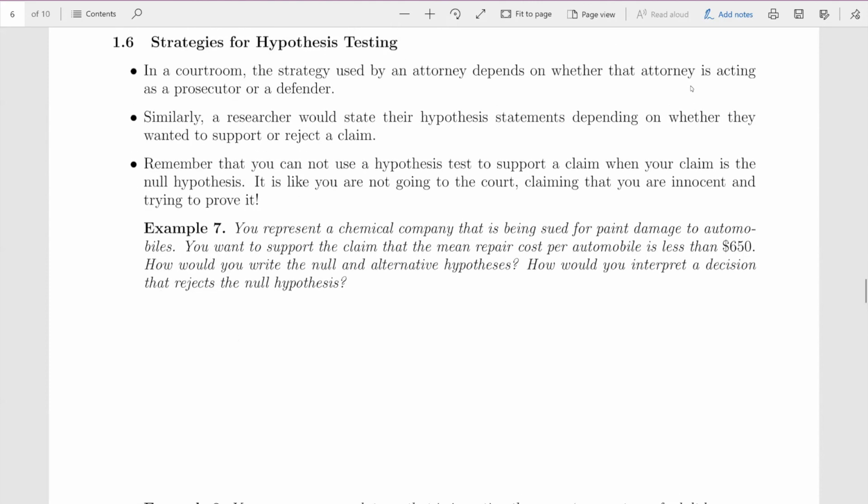And one thing that you want to keep in mind, remember that you cannot use a hypothesis test to support a claim when your claim is the null hypothesis. It's just like you're not going to go to the court claiming that you are innocent and trying to prove that you are innocent. Nobody is accusing you of anything, you're just trying to prove that you are innocent. That doesn't make sense. So the same thought will apply to hypothesis testing. You don't want to support a claim when the claim is the null hypothesis.